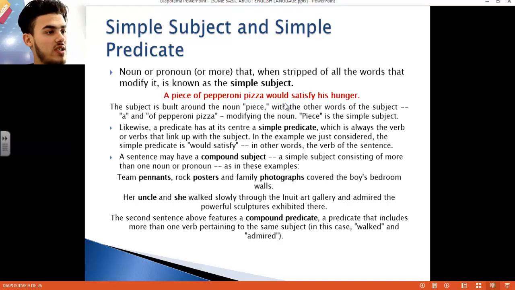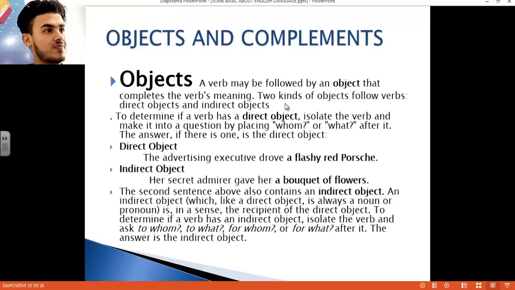The second example is: her uncle and she walked slowly through the Inuit art gallery and admired the powerful sculpture exhibited there. The second sentence above features a compound predicate, a predicate that includes more than one verb pertaining to the same subject. In this case, walked and admired, like we have seen in the previous example. Here we have a compound predicate composed of 2 verbs.